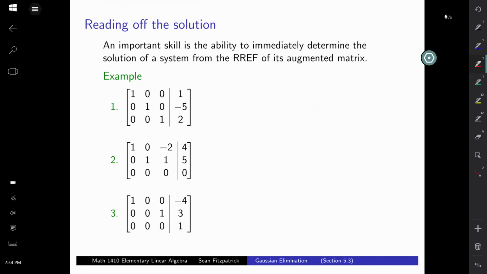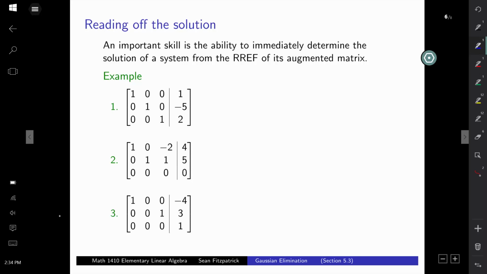Where do we go from here? Well, once you've got your matrix in reduced row echelon form, you need to be able to tell me what the solution to the system is. So you want to be able to do this quickly. You want to be able to just glance at that matrix and tell me what is the answer. Okay? So look at this first one, right?